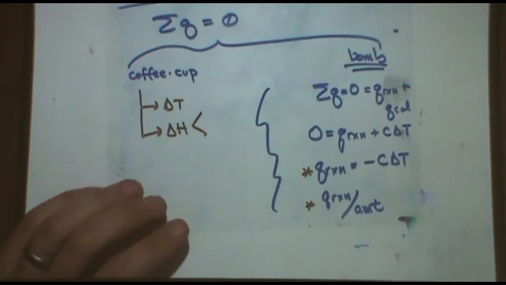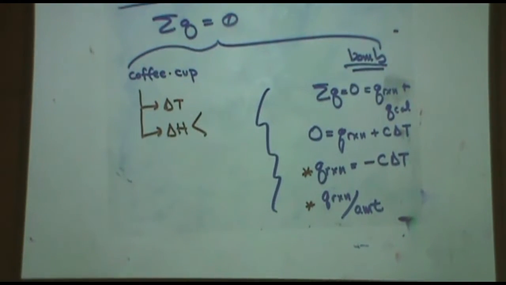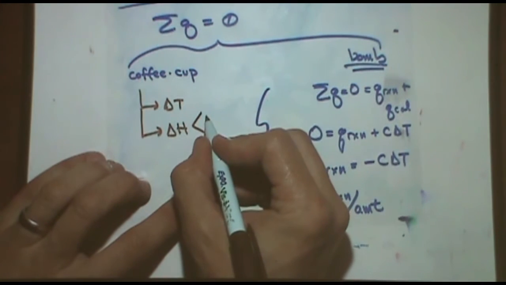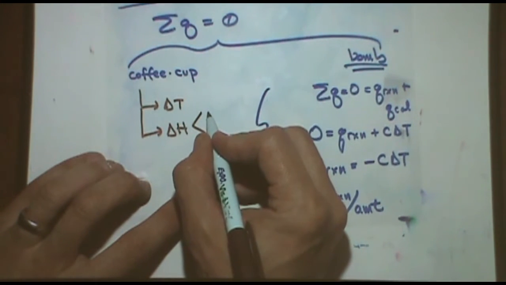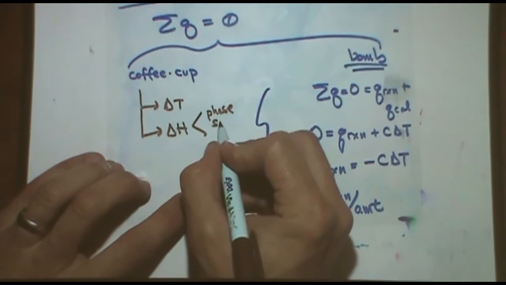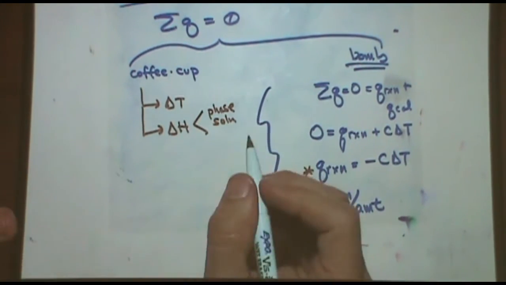Enthalpy is not a temperature change. Okay, it's not a temperature change. So that could be what three things? Phase, solution. So you're mixing a solution together.